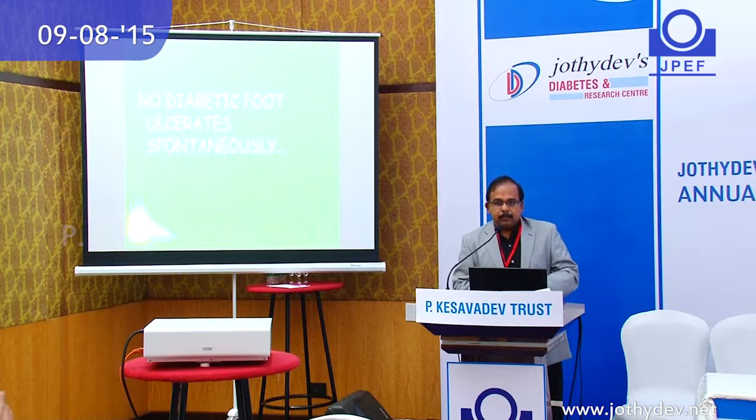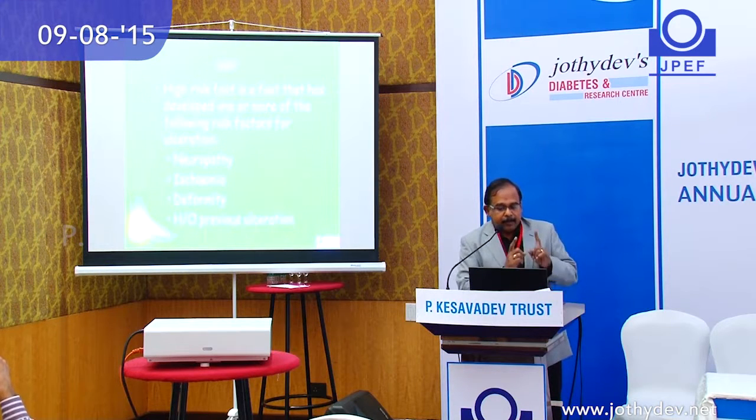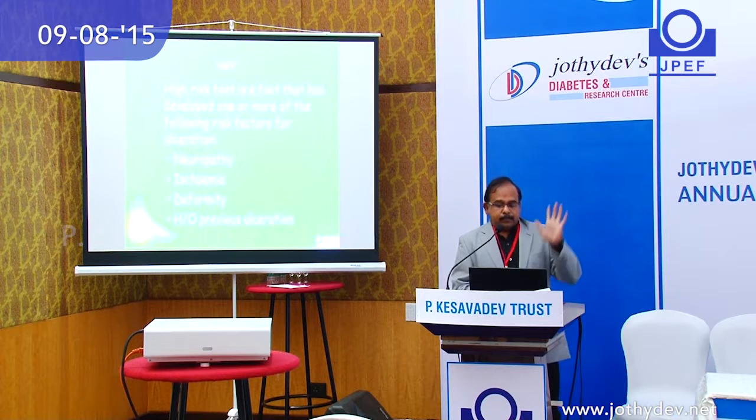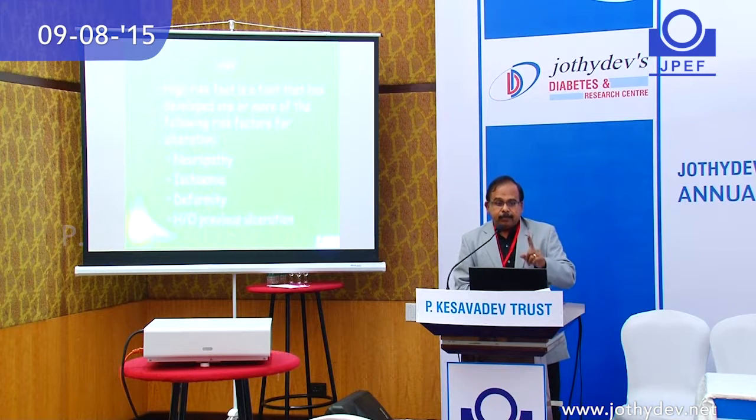And my dear friends, to begin, I would like to make a categoric statement. No diabetic foot ulcerates spontaneously. Okay? You know what diabetic foot is. So a foot will ulcerate with a cause. Okay? So with this, I would like to highlight the concept of high-risk foot. High-risk foot is a foot that has developed one or more of the following risk factors for ulceration. Even one is enough to call it a high-risk foot. Neuropathy, ischemia, deformity, and history of previous ulceration. I have shown all the examples in the beginning.